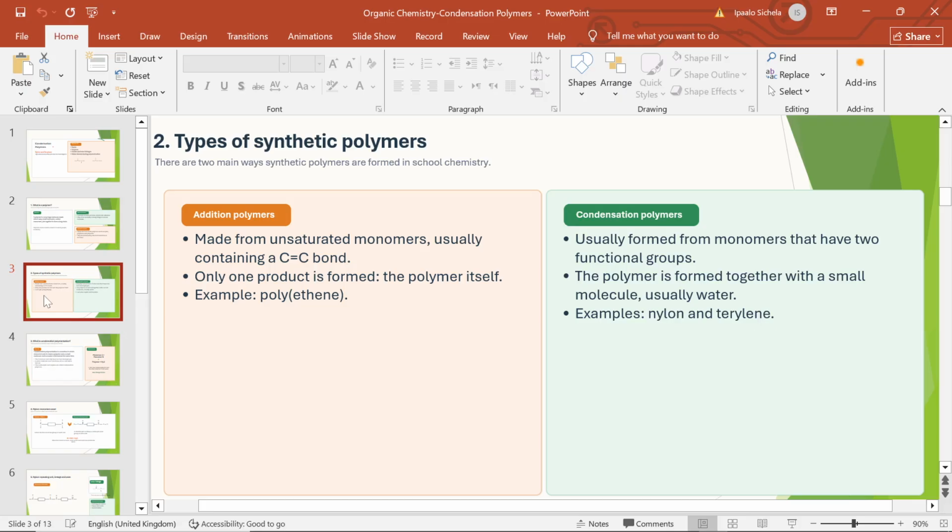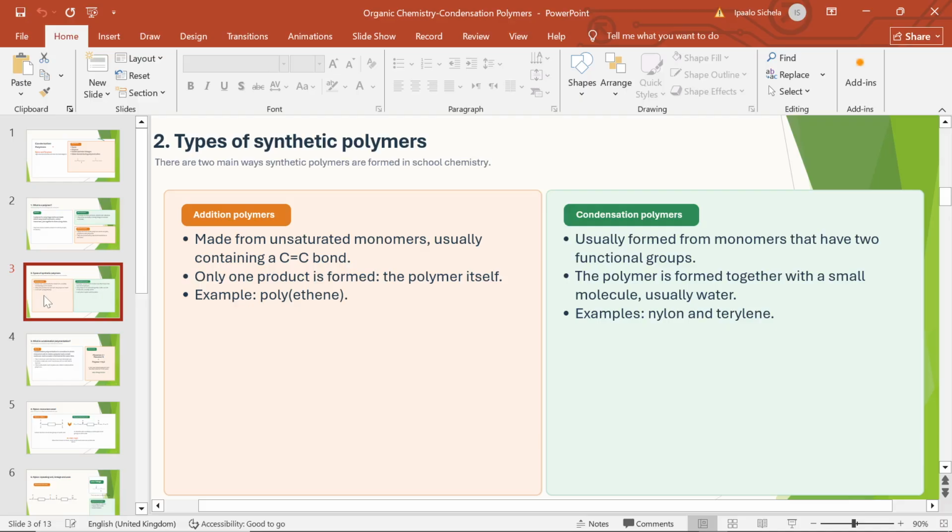Now, the other type of synthetic polymer is condensation polymers. That's what we're looking at today. Condensation polymers are polymers formed by the combination of different monomers to form a large molecule with the elimination of water molecules. This simply means that when two or more different monomers are combined, not only a polymer is formed, but also water. Water is also a product.